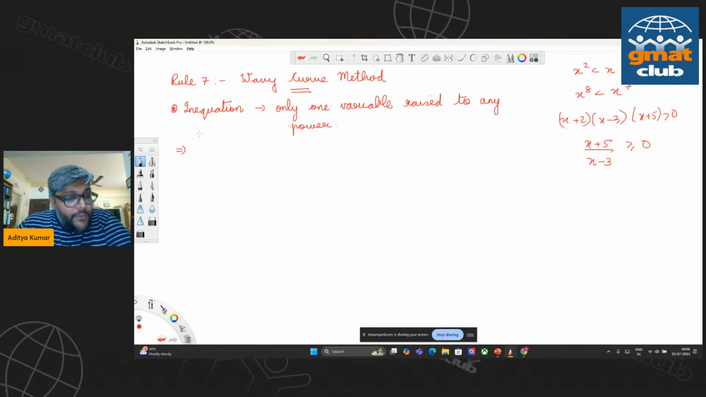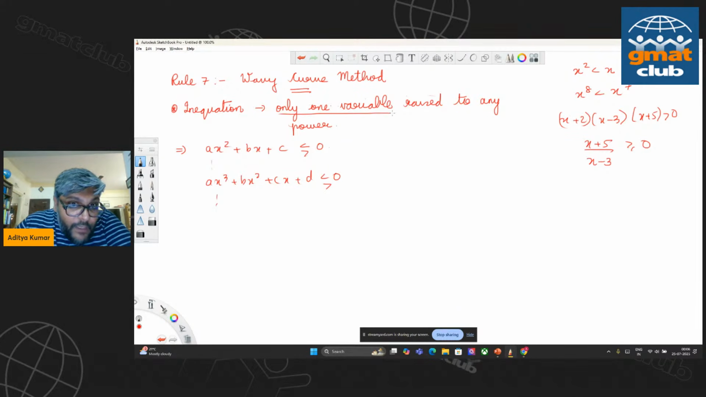So where all can you use it? You can use it for a quadratic equation in the form of ax square plus bx plus c is less than or greater than 0. You can use it for a cubic, greater than 0. When I say greater than and less than, it means greater than or equal to, less than or equal to as well. I can use it for a fourth power, fifth power, sixth power, as long as there is only one variable that runs throughout.